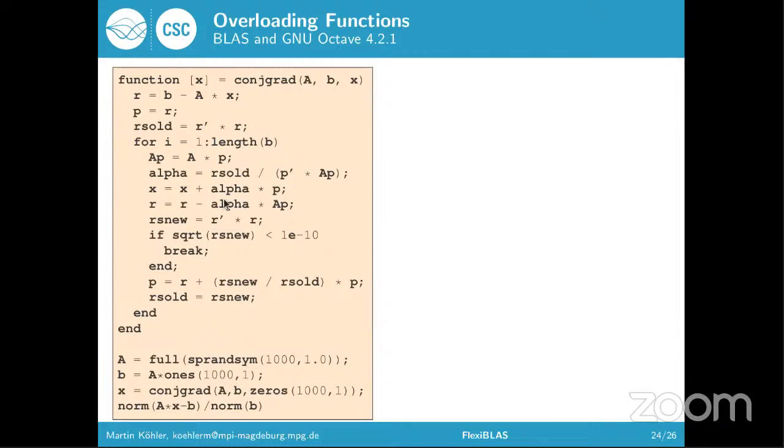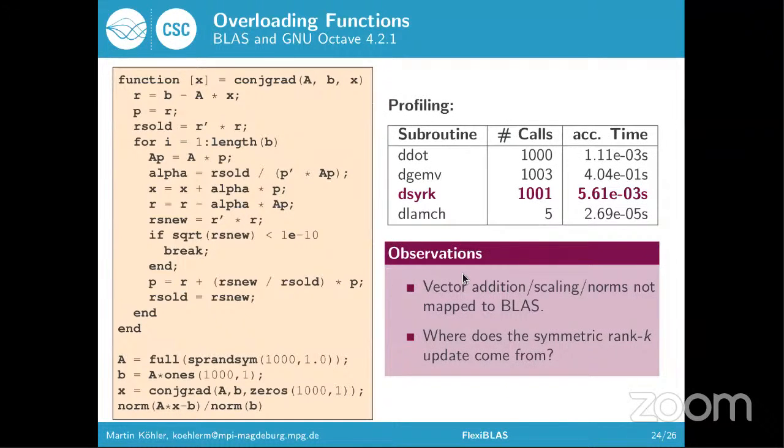Vector additions, vector scalings. So, yeah, we plugged it into this profiling framework and took a look at what happened there, which routines are executed. We see the DDOT, the scalar product, called 1,000 times. But I have one scalar product here, and one here, and the loop goes for 1,000 iterations, so there must be at least 2,000 of them. Okay, there's something missing.